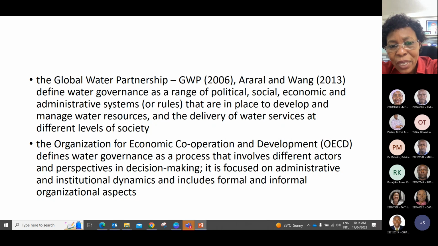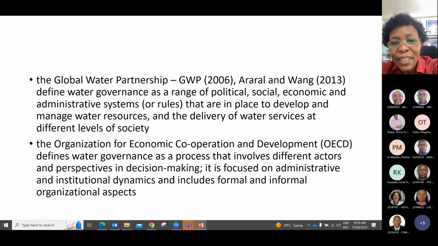And when you look at the GWP definition, which talks of a range of political, social, as well as economic and administrative systems, you can see where there is political, there are stakeholders or actors which are in that particular avenue. And then you have the social aspect to that definition of governance, which also brings in different actors, and the economic as well as administrative system also bring different actors. And of course, even the OECD definition focused on administrative issues.